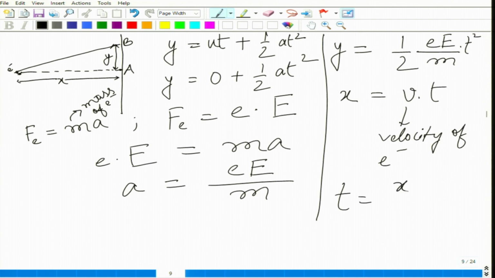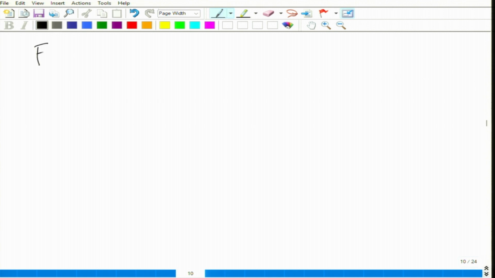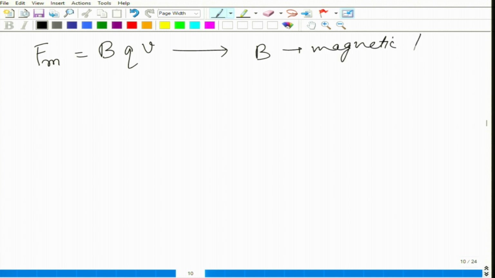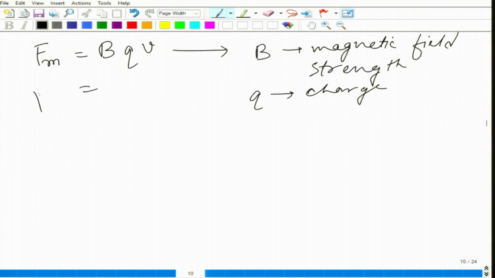So t equals x by v. Now we had seen that the magnetic force Fm equals BQV. What was B? B was the magnetic field strength. Q was the charge. Since we are talking about an electron, we can write Q as e. So Fm becomes BeV, and V is the velocity of the electron.